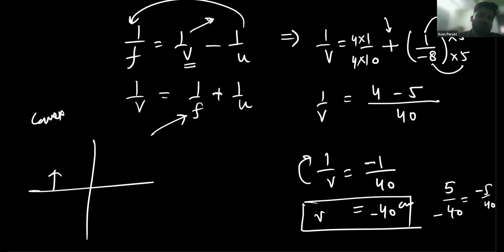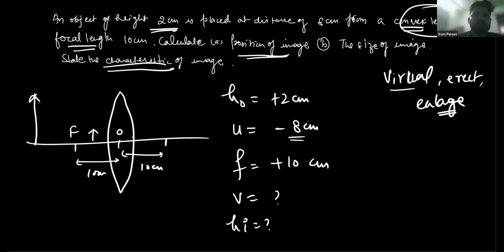Okay. So here we have a question. Have you noted this question? No, I have not noted this question. So once again, you write it later. First, you listen to it. An object of height 2 centimeter is placed at a distance of 8 centimeter from a convex lens. So 2 centimeter is the height of the object. Whenever we have the height of the object, it is always taken as positive, because it is measured on the positive axis.